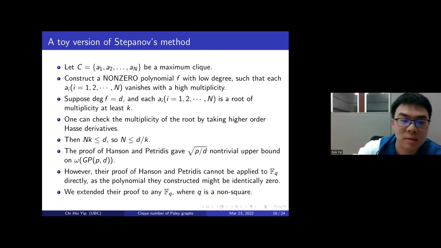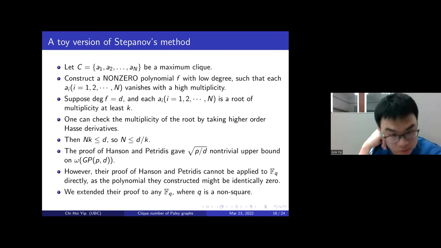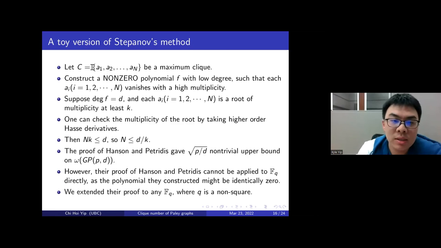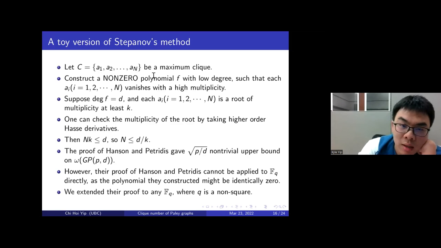Okay, so let's talk about a toy version of Stepanov's method, which was the key idea of the proof by Hanson and Petridis. So the idea is that we consider a maximum clique with elements a_1, a_2, up to a_n. We try to construct some special polynomial, which is non-zero and has a relatively low degree, such that each element in the clique vanishes with a high multiplicity. So suppose that the degree of f is equal to d, and each a_i is a root with multiplicity at least k. Then we can give a lower bound on the number of roots, which is equal to n times k. And also we have an upper bound on the number of roots, which is given by the degree. So we have nk is bounded by d, which means that n is at most d over k.